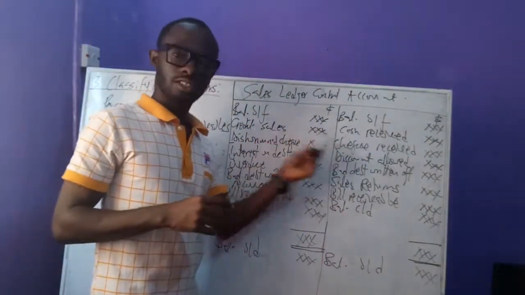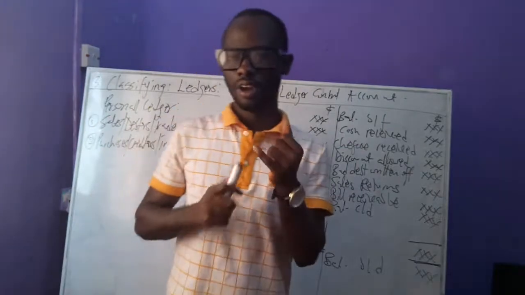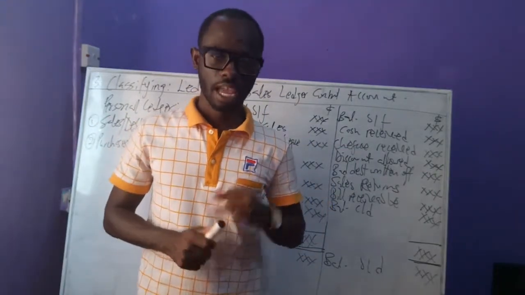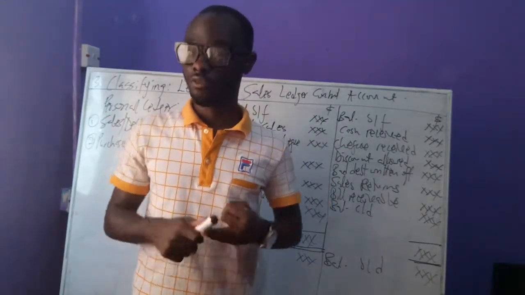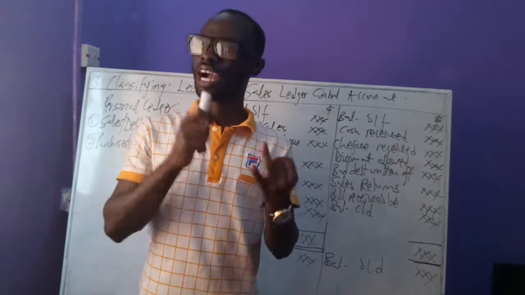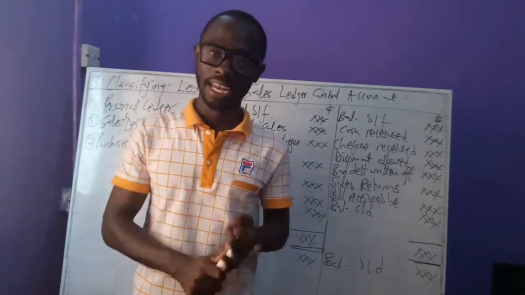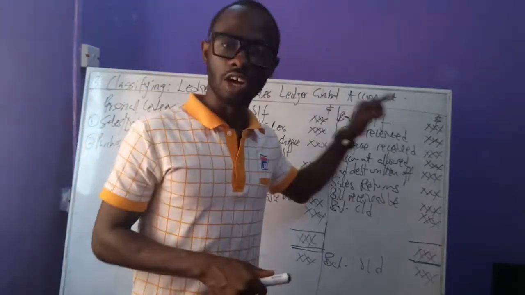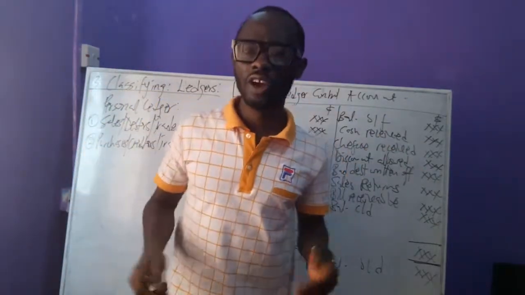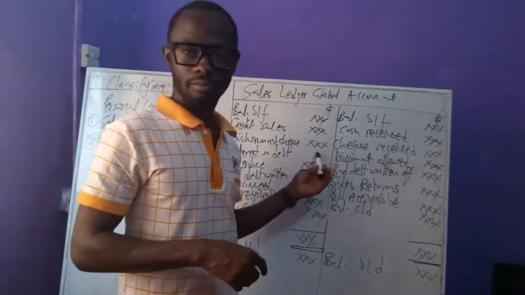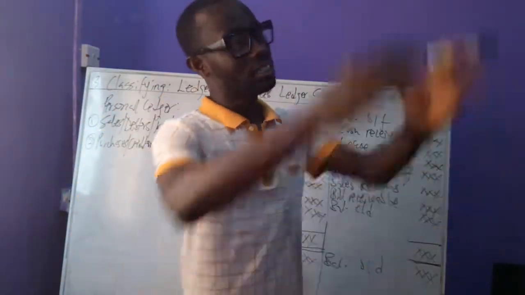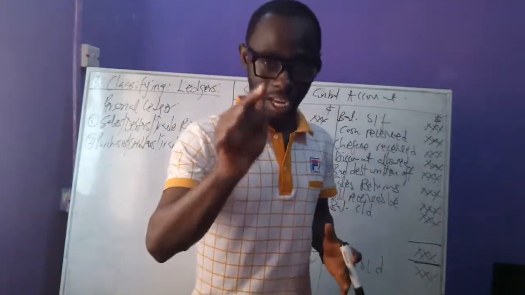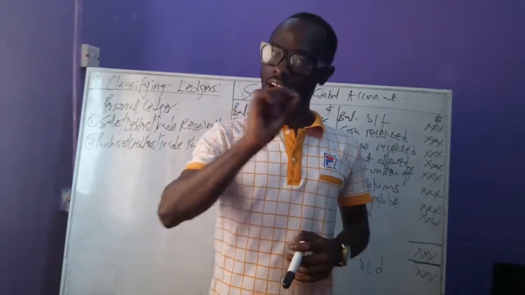Now, if you look at this, I did not bring cash sales. I did not bring provision for bad debts. So cash sales and provision for bad debts are not supposed to be recorded in the sales ledger control account, because why will you record cash sales here? But in the exam hall, as part of the transactions, the examiner may bring it. He will bring cash sales there.